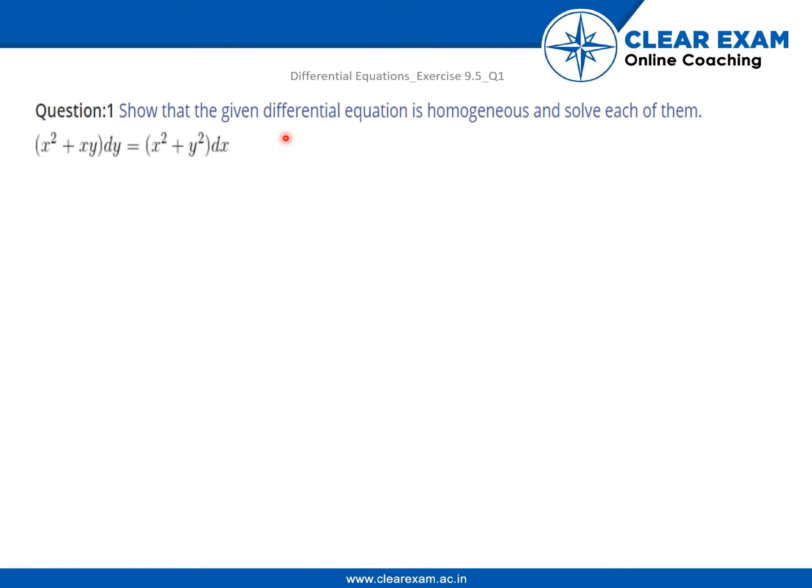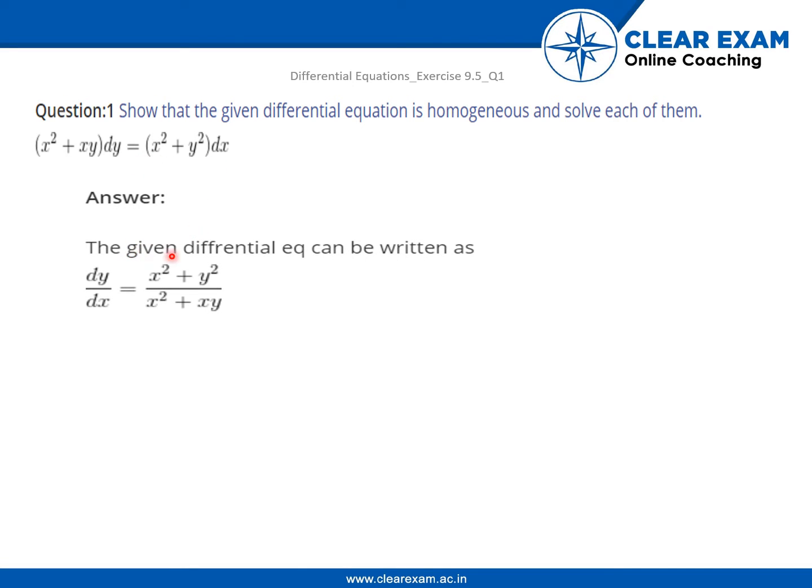Show that the given differential equation is homogeneous and solve each of them. (x² + y²) dx = (x² + xy) dy. The differential equation can be written as dy/dx = (x² + y²)/(x² + xy), right? We just put it on the right side and this on the left-hand side.